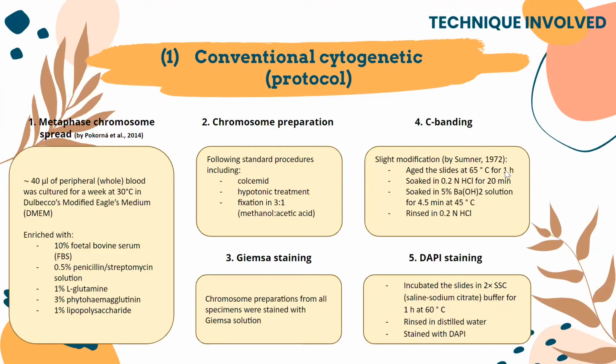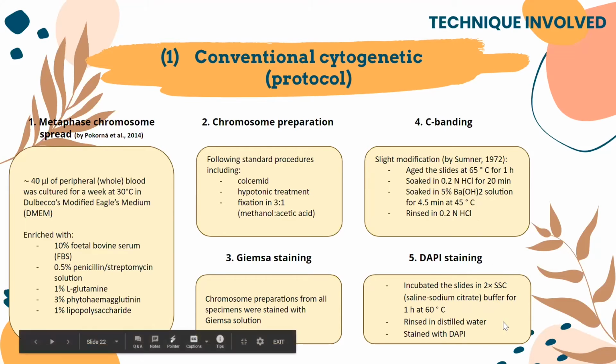For the C banding, we etch the slide and then we soak in HCl. After HCl, we soak in alkaline solution, which is the barium hydroxide solution, and then we rinse back into the HCl. After that, we do the DAPI staining. For the DAPI staining, we incubate the slide in saline sodium citrate buffer, and then we rinse in distilled water. After that, we stain with DAPI.